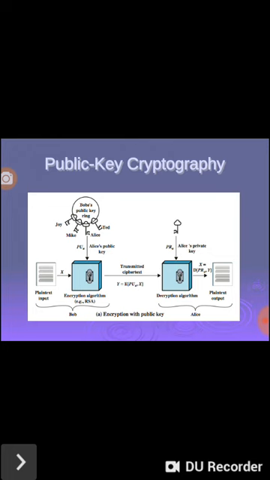So whenever Bob is going to send the message to Alice, at that time Bob is going to encrypt the message by using Alice's public key, and the ciphertext is transferred to Alice. Whenever the message is received at Alice's side, Alice is going to decrypt the message by using his own private key, so he will get the original message. So this is public key cryptography.